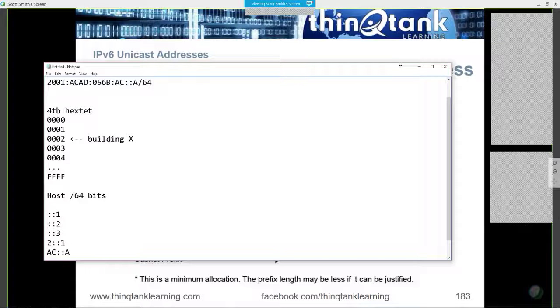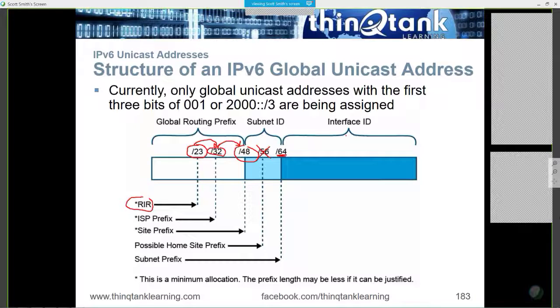I guess the question then would be, why 64? Why did they pick 64? Well, we'll talk about that in a minute. So the interface ID is actually just the host address. The subnet mask is /64, which means that this portion is the network, this portion is the host.